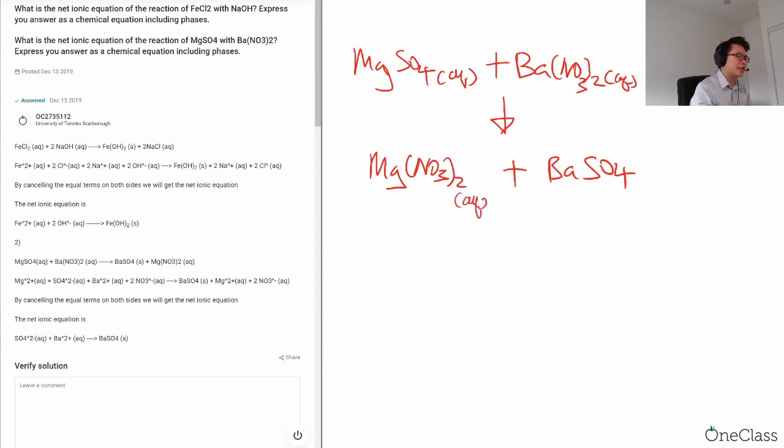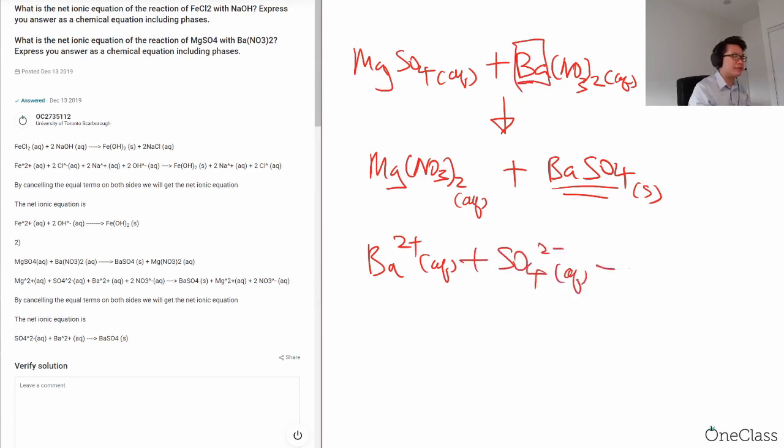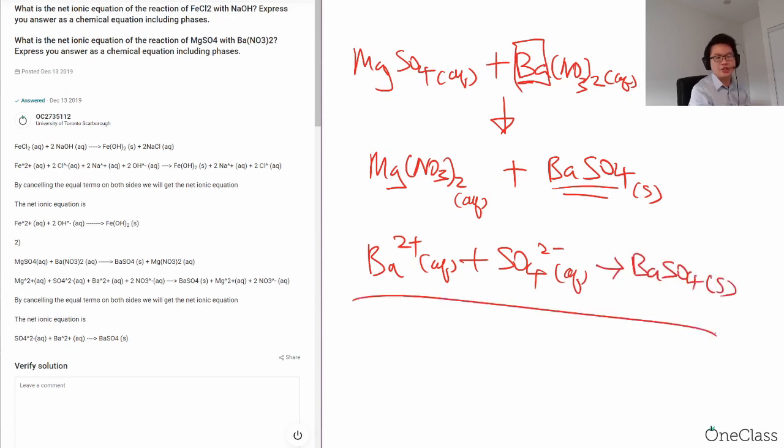So this should be aqueous, again referring to our solubility table. Nitrate salts are always soluble. But for sulfate, when combined with barium ion, they will form a salt that is insoluble. So from here we know that it is just the sulfate ion added with the barium ion. We start with barium ion from barium nitrate with our sulfate ion from magnesium sulfate, and it will form barium sulfate. And this is the ionic equation.